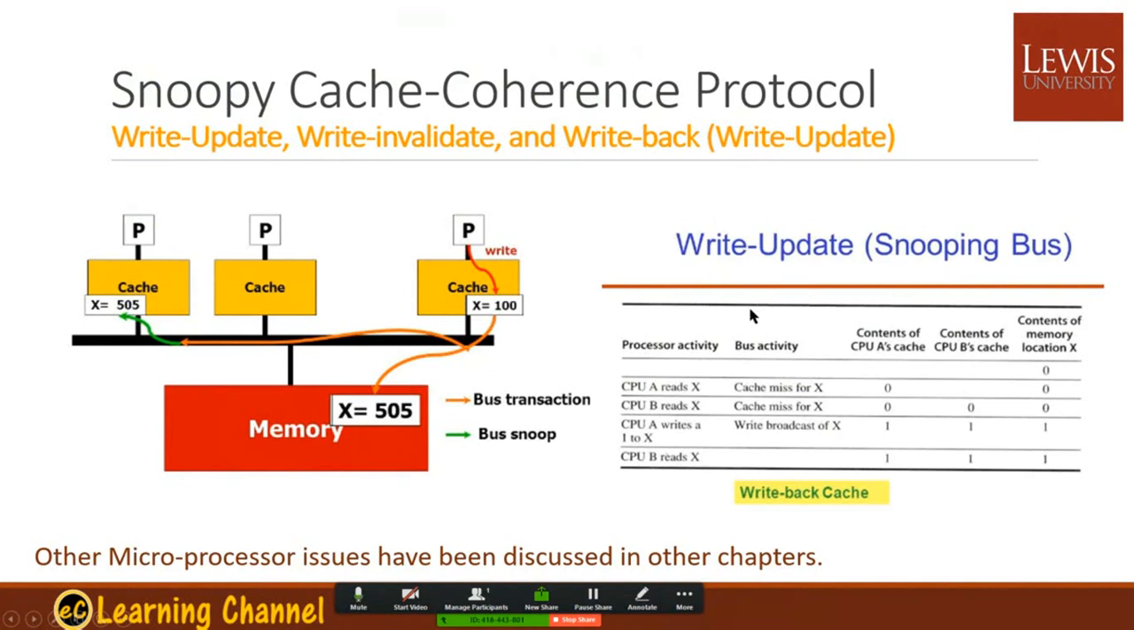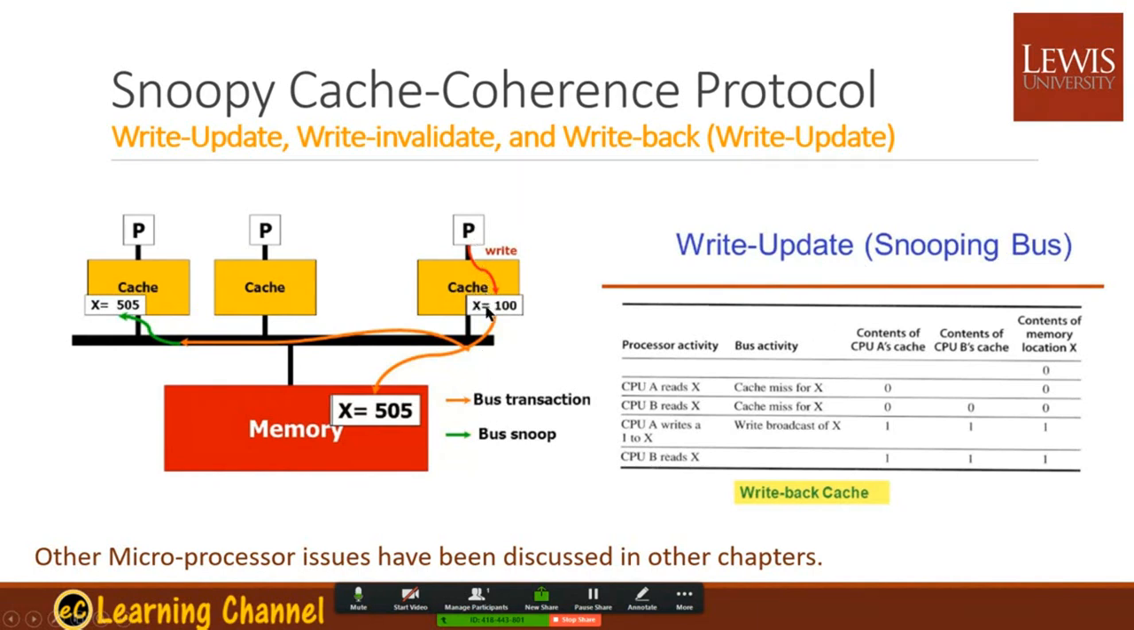So here let's compare the different schemes. Other processor issues have been discussed in other chapters. Right here, let's look at this different mechanism. We have a write update Snoopy bus.